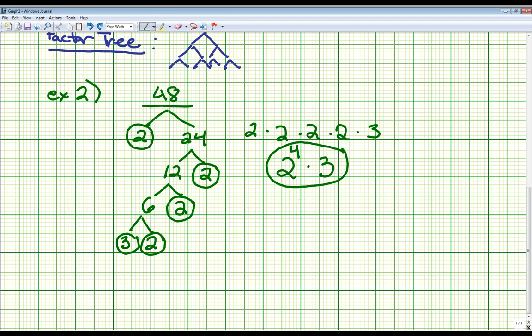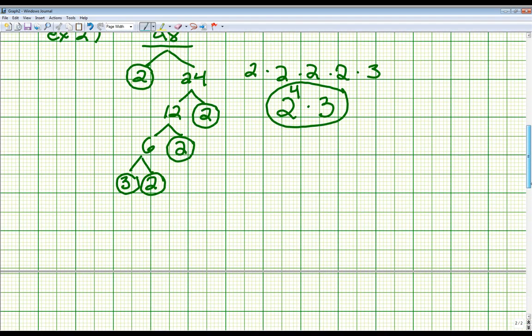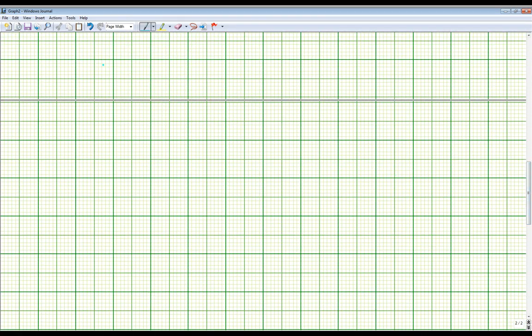Let's go ahead and switch colors. Let's try this one. Example 3, I believe, is our last one for this lesson. And let's start on a new page.